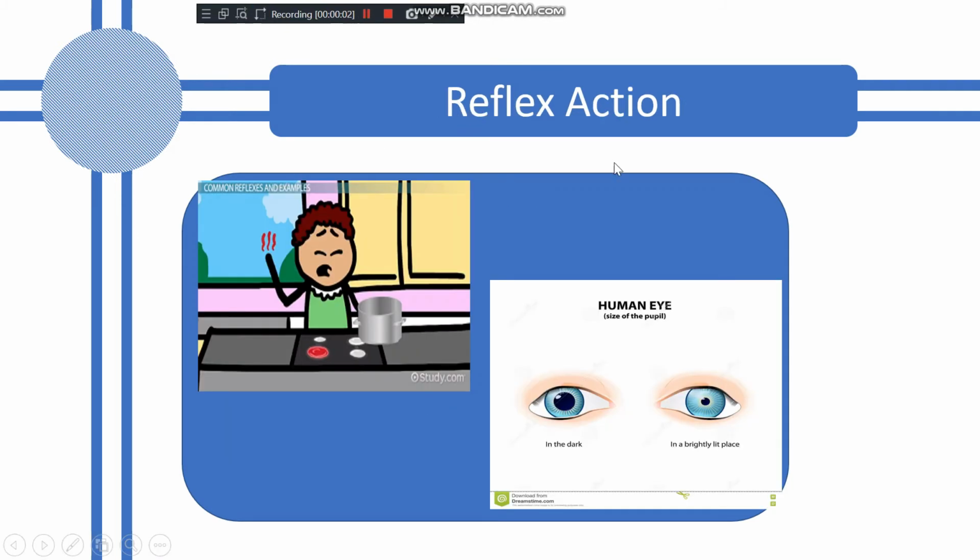Now, the next topic is reflex action. It's a new term for you. What is meant by reflex action? Look at this first picture.